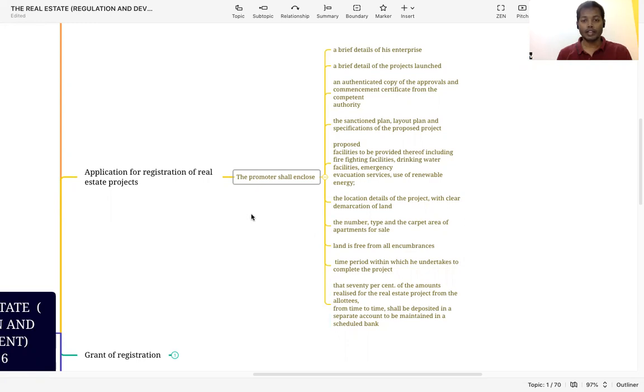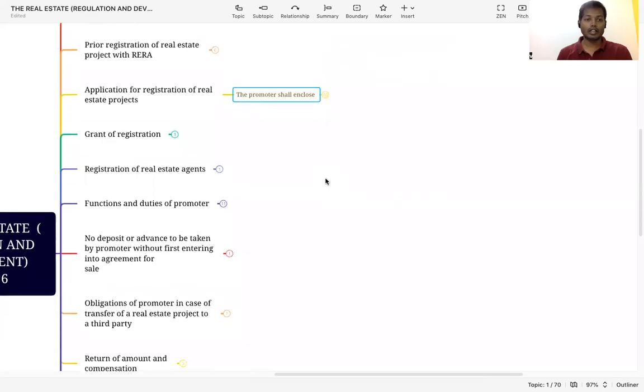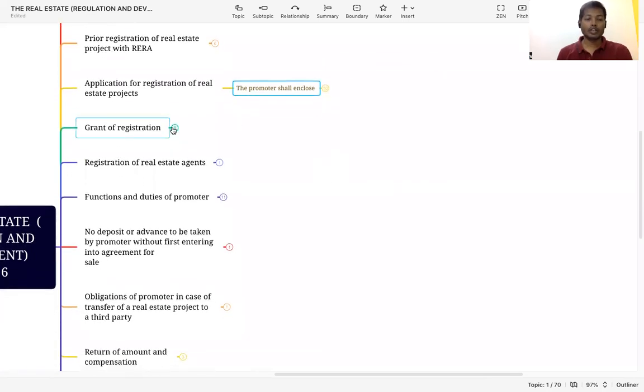So that has to be there while submitting the application for taking the approval from the RERA. So that 70% of the amount realized for the real estate project from the allottee from time to time shall be deposited in a separate account to be maintained in a scheduled bank. So this is the last point, and all these details need to be submitted to the RERA in an application format for taking the registration.